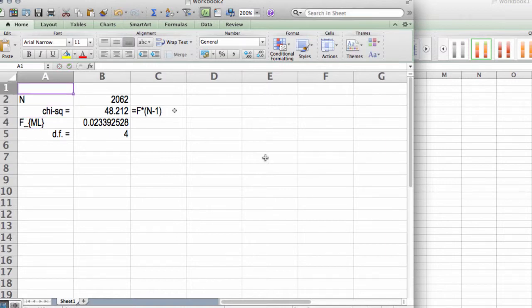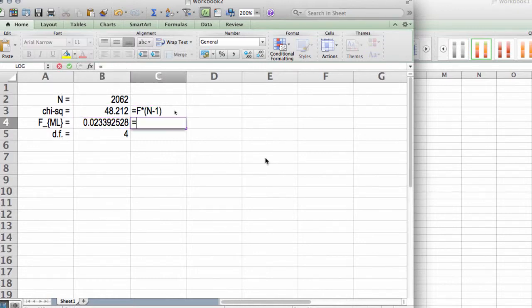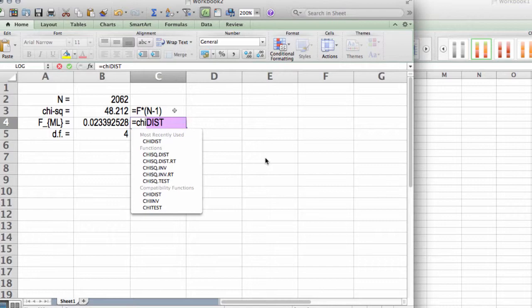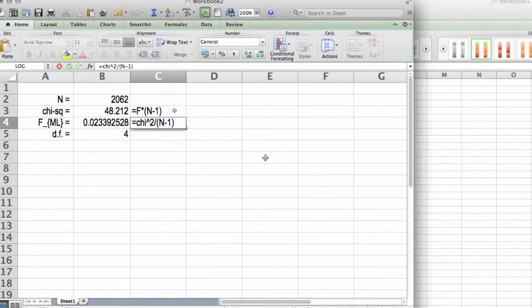It was until we changed the model. Once we add that additional covariance, yeah, we lose 1 degree of freedom. And FML is equal to f times n minus 1 divided by n. Is that what you said? The chi-square divided by n minus 1.